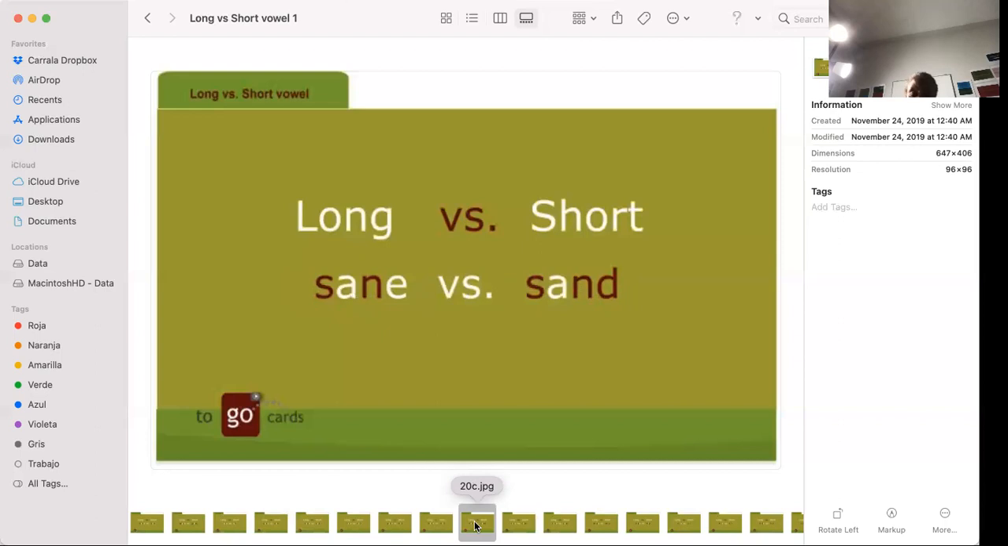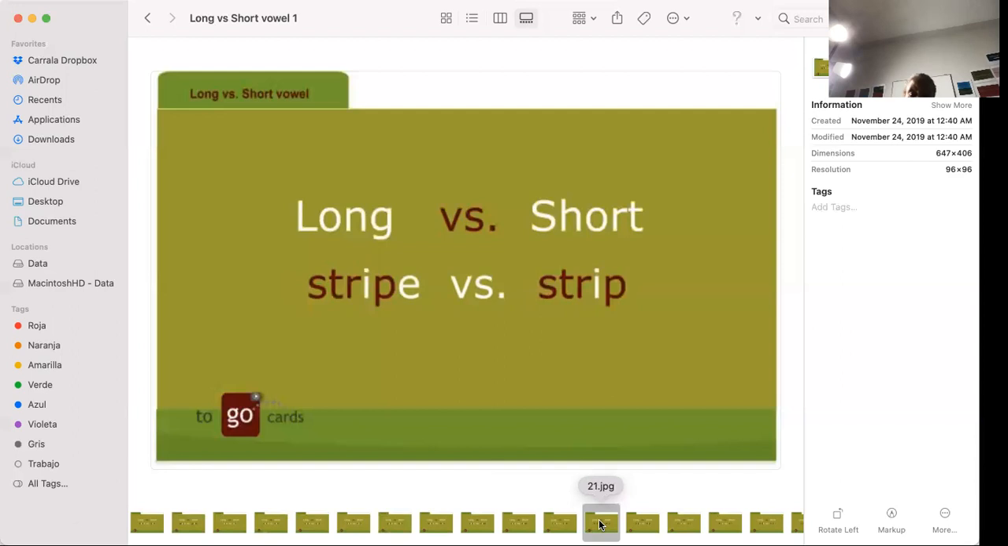Sane, sand. I guess sand is an important word. I mean, it's not the most important, but it's up there. Take, tack. Take, very important. It's the verb to take. Okay, the past tense is took. It is one of the most important irregular verbs in the English language. Jake, Jack, two names.